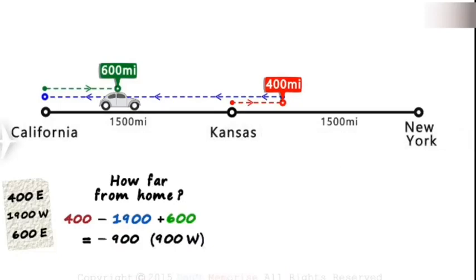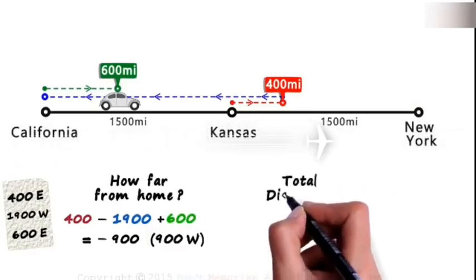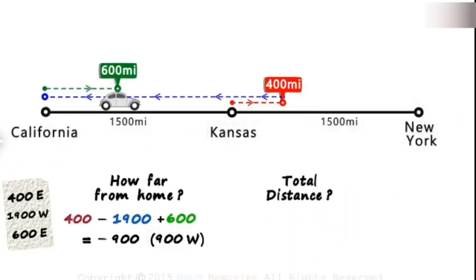Relative position needs to include the direction. I cannot say that your relative position from Kansas is just 900 miles because it could mean 900 miles to the east also. So your relative position from your home is 900 miles to the west. The second thing you were wondering about was the total distance you have traveled. How would you find the total distance you traveled?